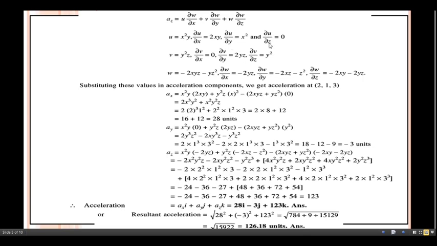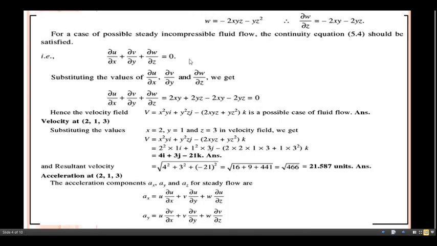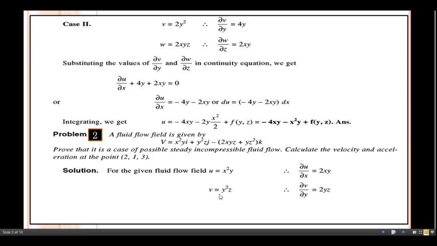So what about the next one? Dabba u by dabba z. You should take the derivative of this one with respect to z. So here this term becomes constant. We can get here 0. Similarly, move towards the next one. Value for the v is y square z. If we focus on this relation, y square z.